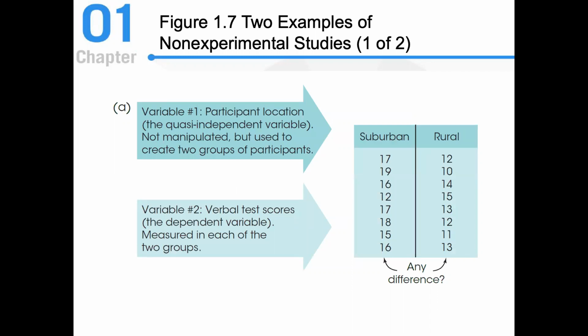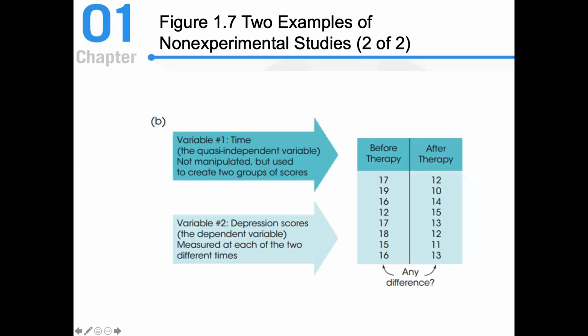Variable number 1, participation location, the quasi-independent variable, not manipulated, but used to create 2 groups of participants. Variable number 2, verbal test scores, the dependent variable measured in each of the 2 groups. So 2 examples of non-experimental studies that involve comparing 2 groups of scores. In A, the study uses 2 pre-existing groups, suburban and rural, and measures a dependent variable, verbal scores, in each group.